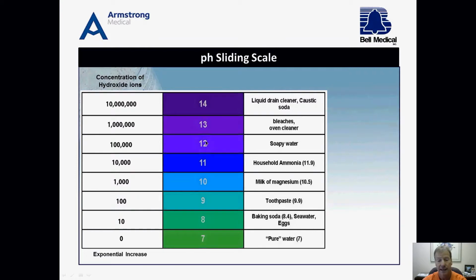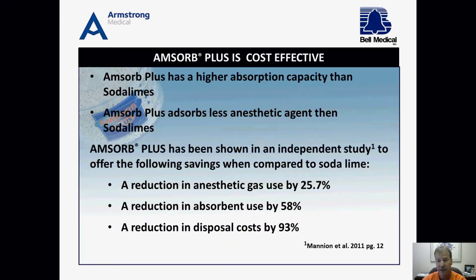The pH sliding scale, we are 12 and below. Anything above 12 gets to be 14, which some of these absorbents, it's liquid drain cleaner, it's a caustic soda, so it's like Drano. The bleaches are not great, and oven cleaners, whereas 12 and below, we're household products, milk of magnesia, so they're definitely various soda limes fresh is in the 13.5 range, and when they're dried out, they're 14 plus pH. So truly is a dangerous thing.